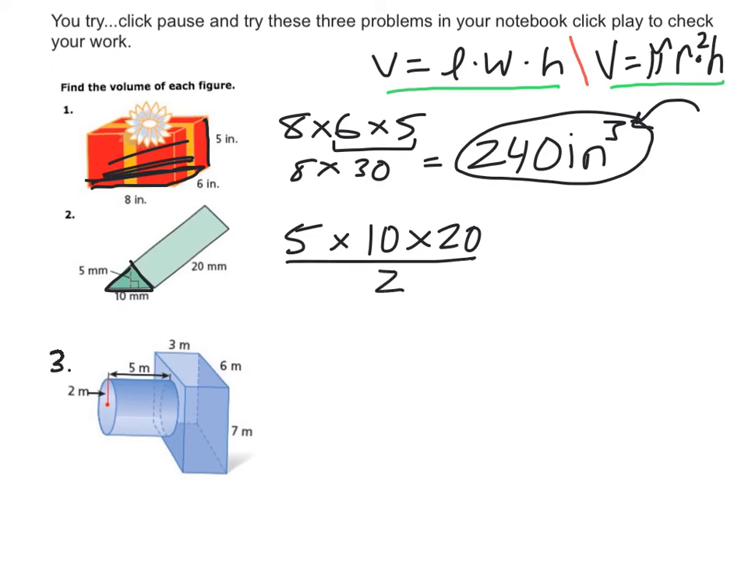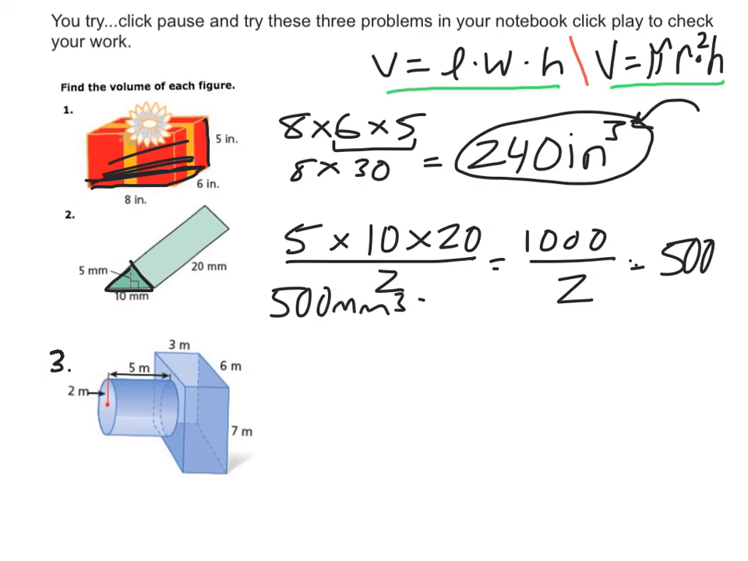Multiply it by 1/2 or divide it by 2. 5 times 10 is 50. 50 times 20 is 1,000. 1,000 divided by 2 is 500. So the volume of this prism would be 500 cubic millimeters.